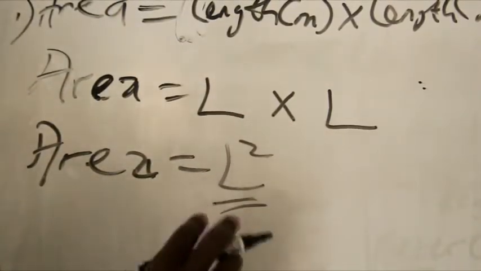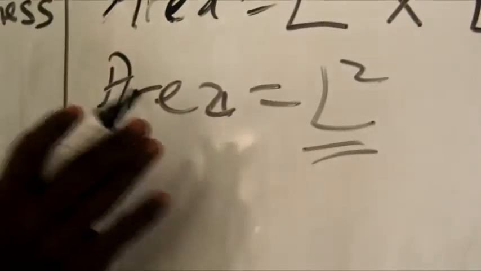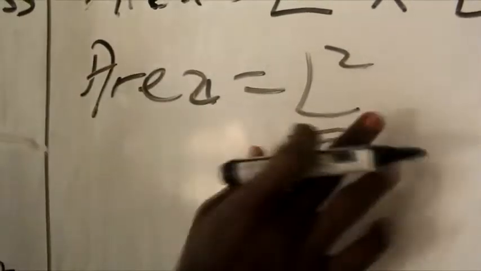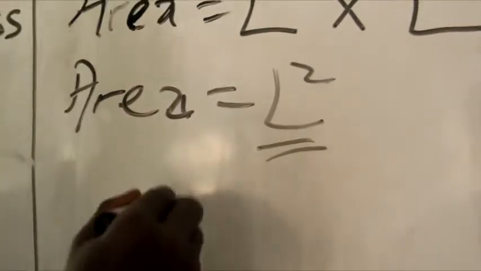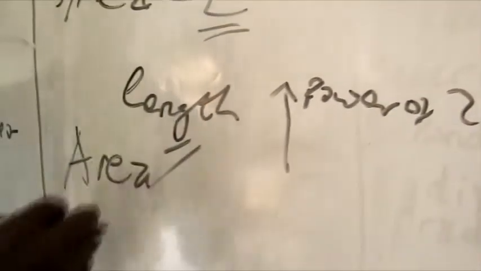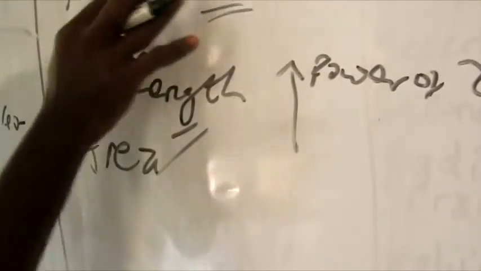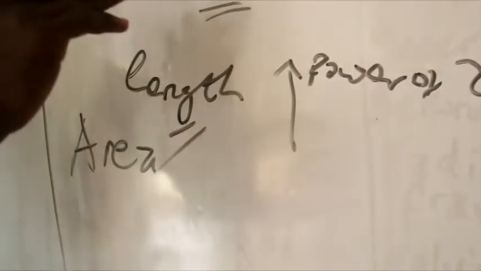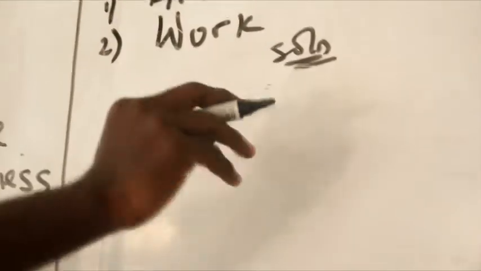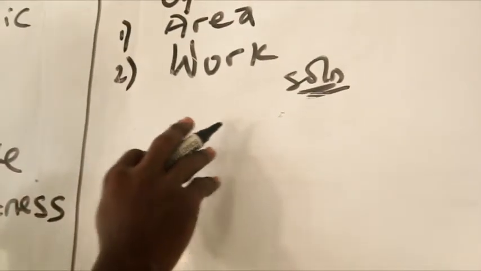So now, what does this mean? What this means is that the fundamental quantity length must be raised to the power of 2 in order to get the derived quantity area. That is just what it means. So it means that the fundamental quantity length must be raised to the power of 2 to get the derived quantity area. Okay, so let's solve the second example.